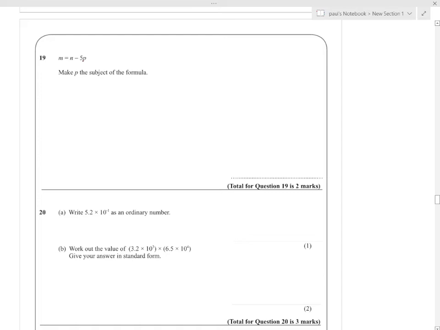Make P the subject. Right, so we've got to get rid of all this stuff. So let's do this. M equals N minus 5P. So let's get rid of the N. So subtract an N from both sides. So this will be M minus N equals minus 5P. Do not forget the minus sign.